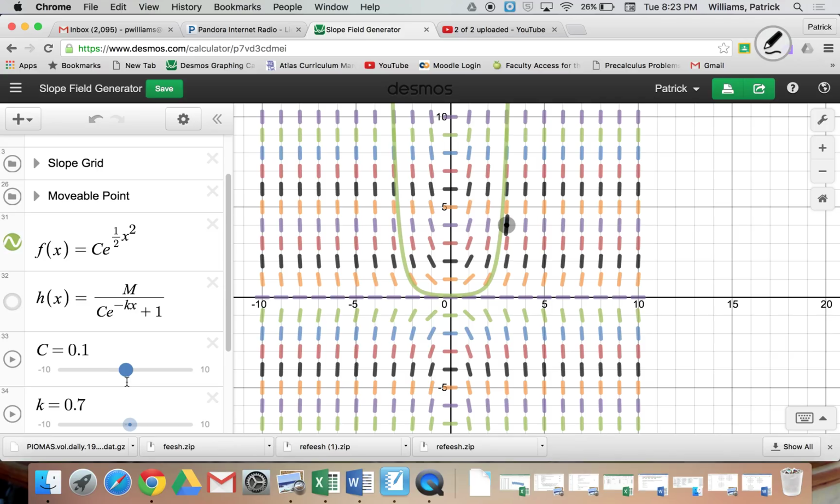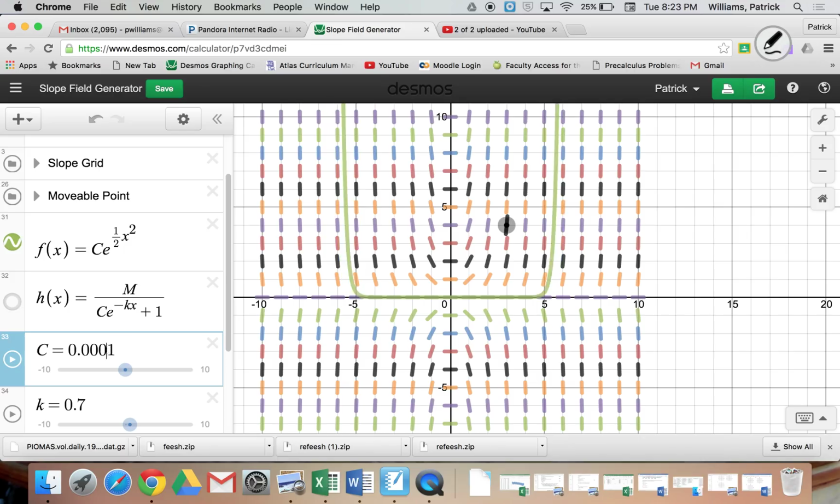Now, some of you might be saying, well, what about all this stuff way to the left and way to the right? It doesn't look like the solution is passing through any of those points. Well, if I make my c smaller and smaller, you can see, doesn't it look like the slope of that function is matching up with the slope that was indicated by the slope field?